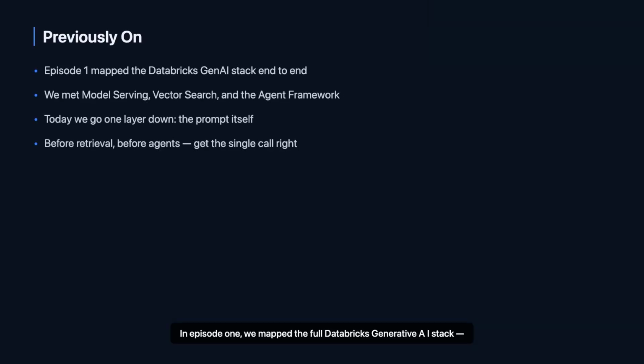In episode 1, we mapped the full Databricks generative AI stack: model serving, Mosaic AI vector search, the agent framework, and MLflow 3 on top. Today we drop one layer below all of that. Before retrieval, before agents, before fine-tuning, there's a single call to a model, and how you shape the input to that call decides whether everything above it actually works.